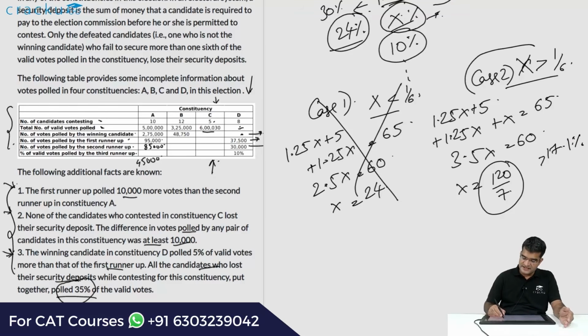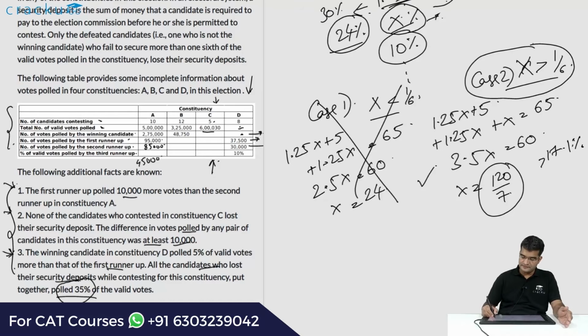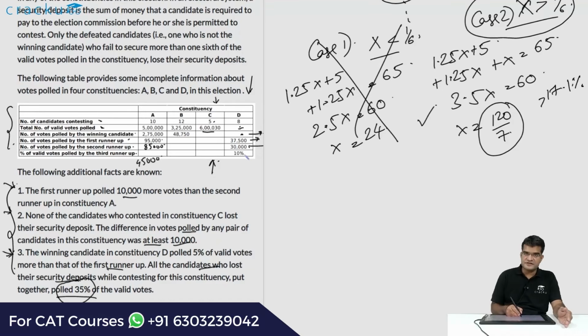So here in this case, the third person is not losing his security deposit. So this is a valid solution. What this would imply is that the percentage of votes won by the third guy, that is the person who got 30,000 votes, is 120 by 7%.